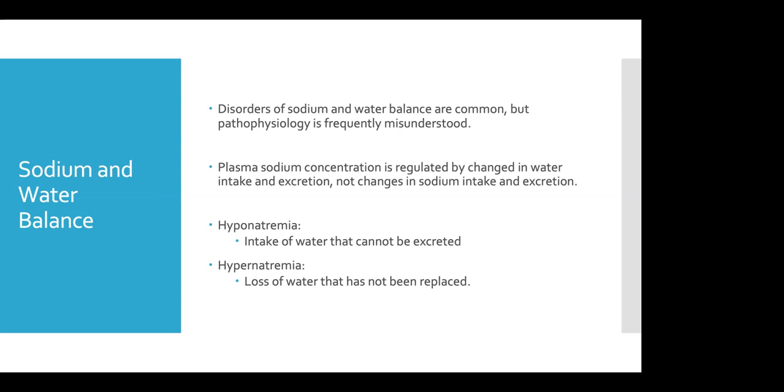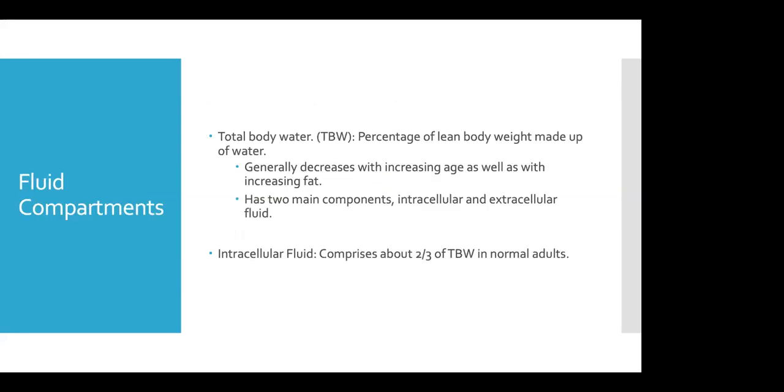So in general, the schema you should have in your head is that hyponatremia is intake of water that cannot be excreted. So either alteration in intake or an alteration in excretion. And then hypernatremia is loss of water that has not been replaced. So we'll go through some of the kind of dry material and definitions to understand first, real quick here.